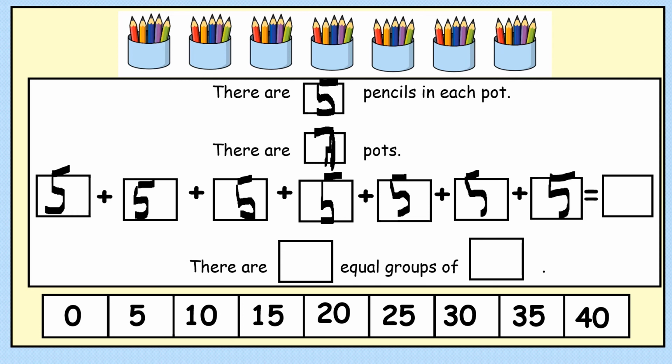Let's count by 5s. 5, 10, 15, 20, 25, 30, 35 pencils altogether. 35. So there are something equal groups of something. There are 7 equal groups of 5. Well done, there's 5 in each group.